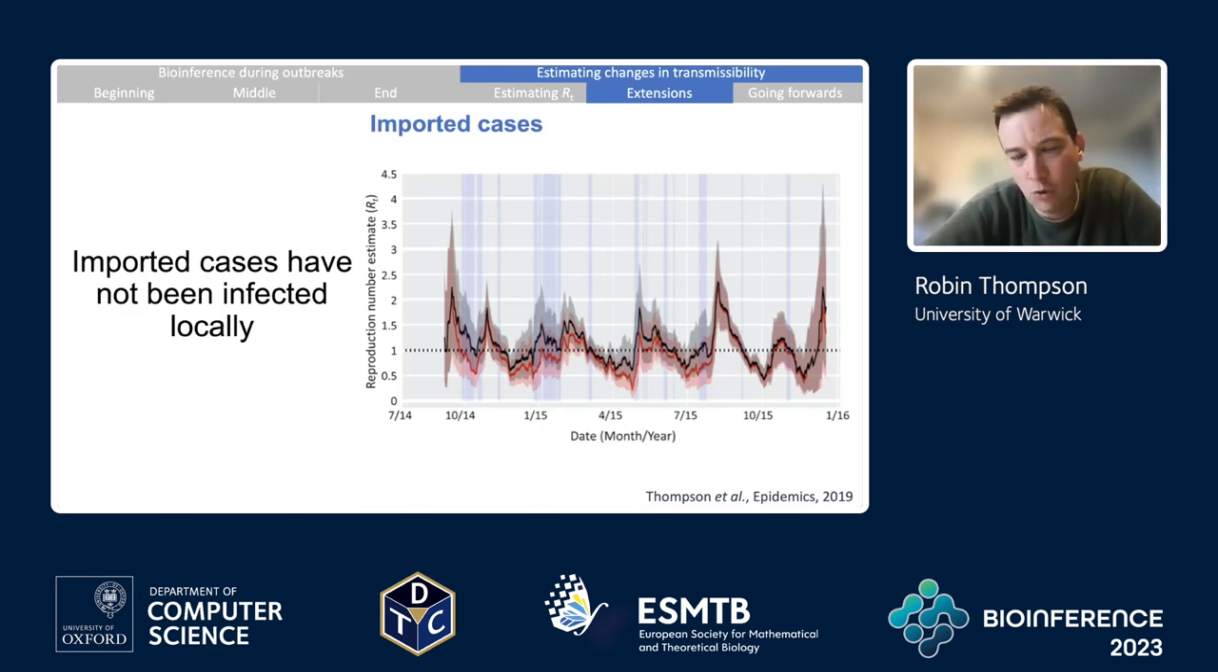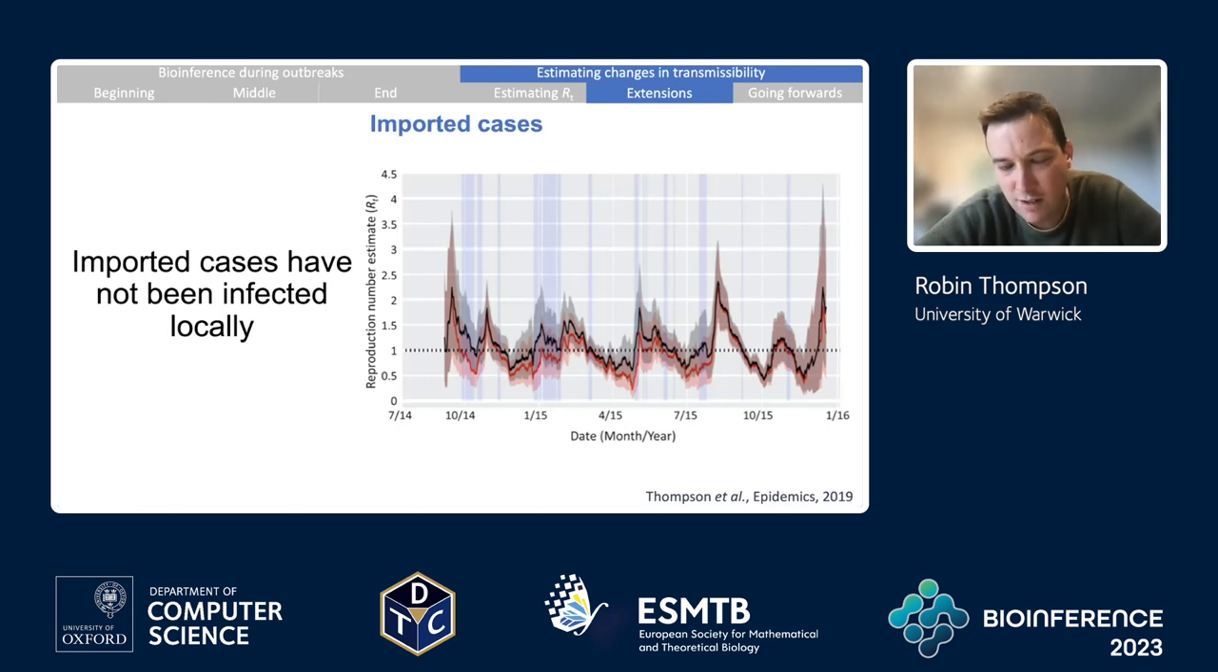And if you assume that all of the cases arose from local cases, then the output that you get when you estimate the time-varying reproduction number in this particular data set is the black line here. But if you properly account for the fact that some of your cases have instead been infected from the animal reservoir, then what you get instead is the red line in the bottom. So the red line is a more accurate reproduction number estimate. And I think most important are the regions that I've highlighted in blue here.